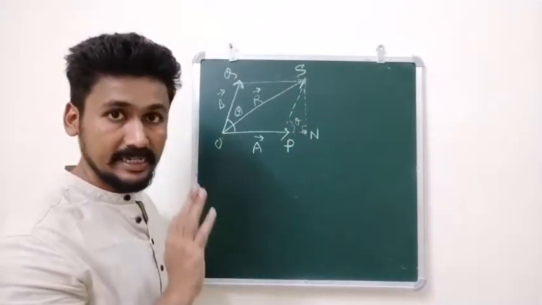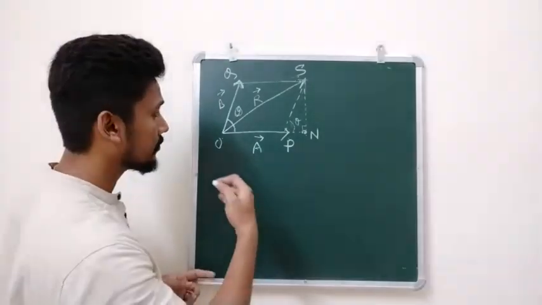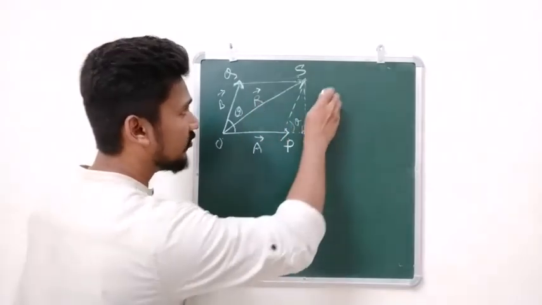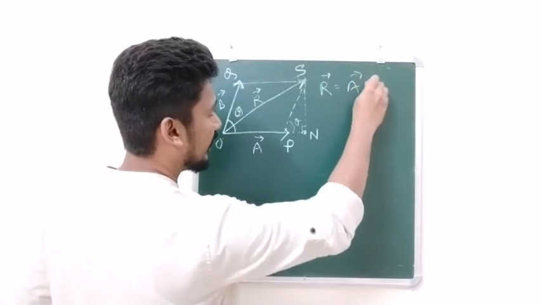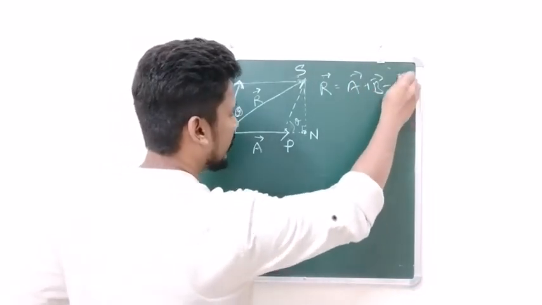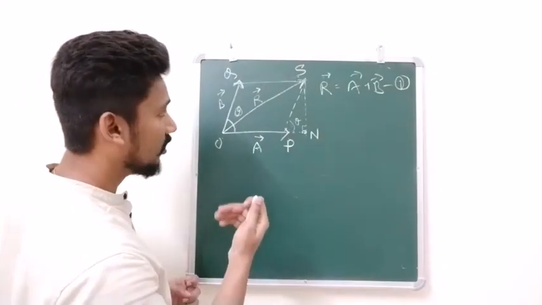Now to do the derivation, there are many formulae you are going to see here, so pay attention. First we start with the formula for R. How much is R? R is equal to vector A plus vector B. Let us call this our first equation. Fine. Now what can we write this as?